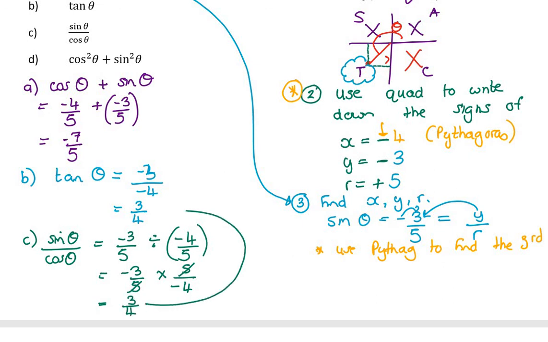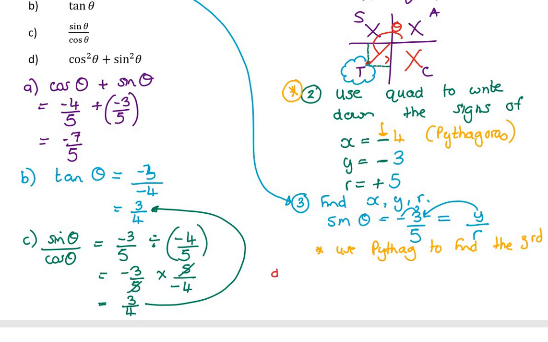Now that's something which I'm just flagging because it's going to be really important in a little bit of time. The fact that sine theta divided by cos theta ends up getting you the same answer as tan. Now, is that always true or not? We're going to investigate that later.